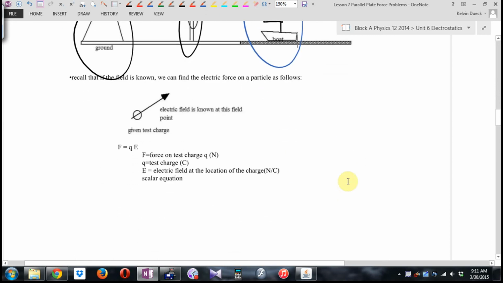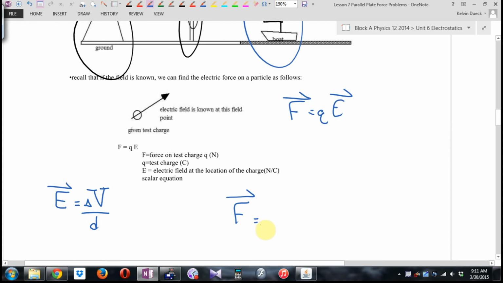Now, if you know the field, we can find the electric force. Oh, but I've just told you that between plates, the electric field is the change in voltage divided by how far apart they are. So I guess we can combine these two. This is not on your formula sheet, but if you want to find the force on a charge between plates, it's going to be Q times the change in voltage divided by how far apart the plates are.